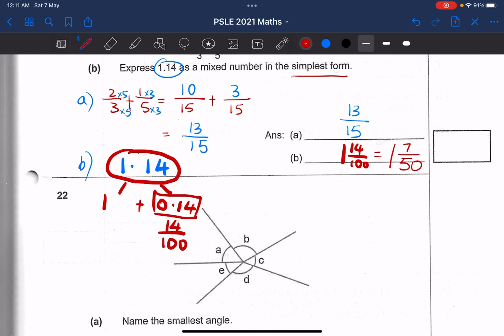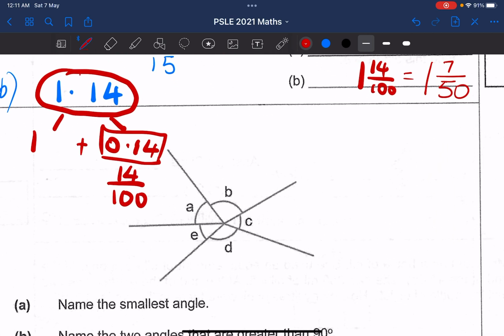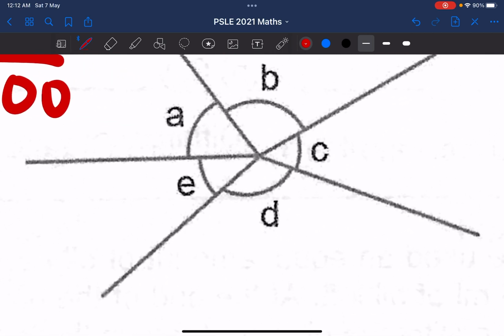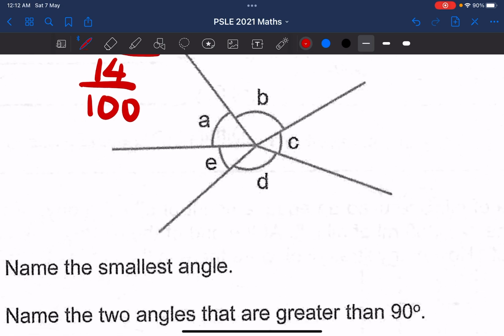Okay, now name the smallest angle. For next question, name the smallest angle. If you actually take a look, now if you do have a protractor, there's one good way to tell. Alright, now without a protractor, sometimes the eyes can be deceiving. That means the eyes may not be accurate all the time. So it might be useful if you have a protractor.